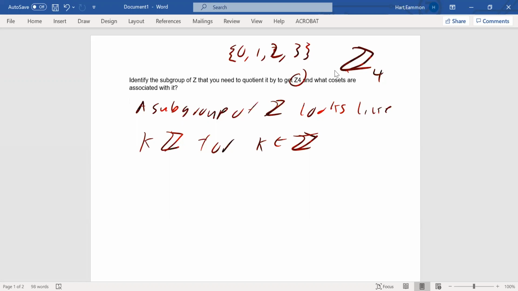Well, it has to be some integer K, and we're dealing with Z4. What K do you think it'll be? 4. Yeah, exactly. So if we set K equal to 4, what cosets does that generate for us?